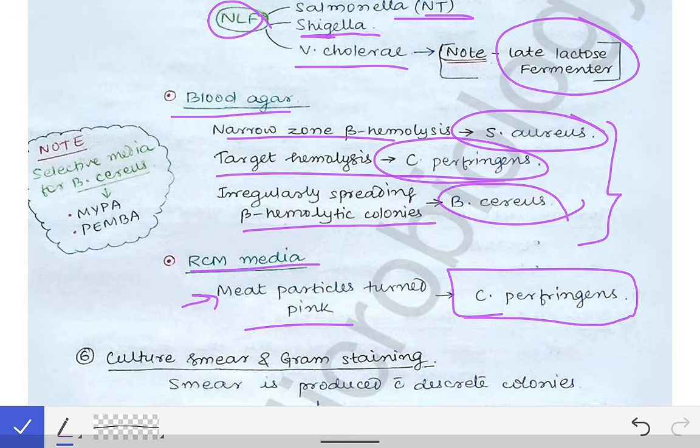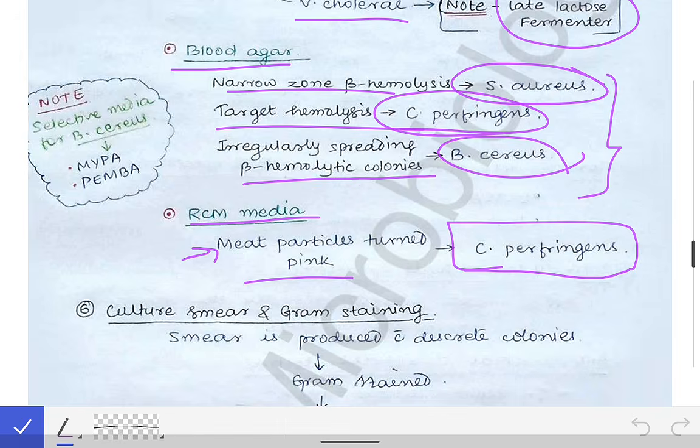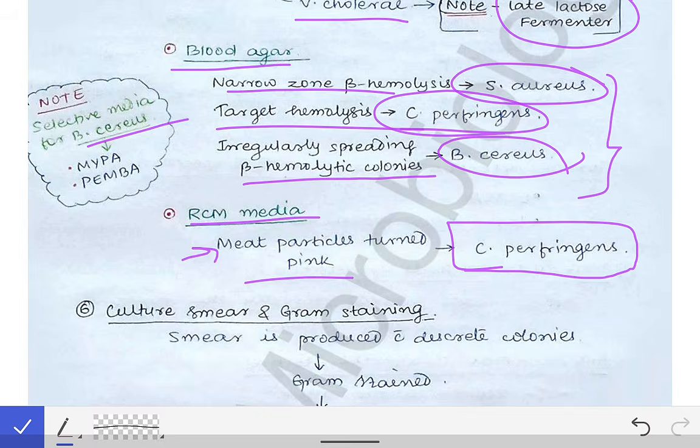Now, one important MCQ question that may be asked in the university exams is: what is the selective media of Bacillus cereus? So please remember, the selective media for Bacillus cereus are MYPA and PEMBA. MYPA and PEMBA is the selective media for Bacillus cereus. Please remember this. This may be asked in the university exams as an MCQ. What is the selective media for Bacillus cereus? It is MYPA and PEMBA.